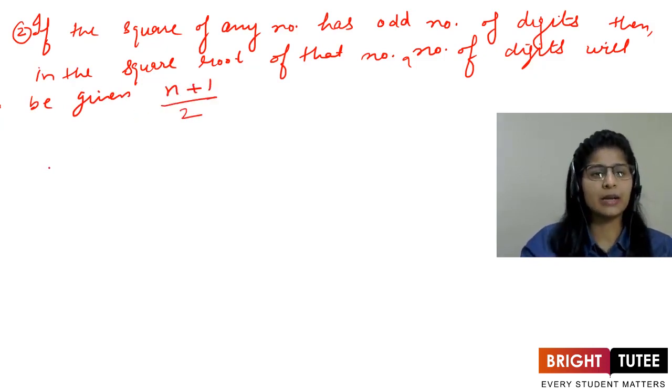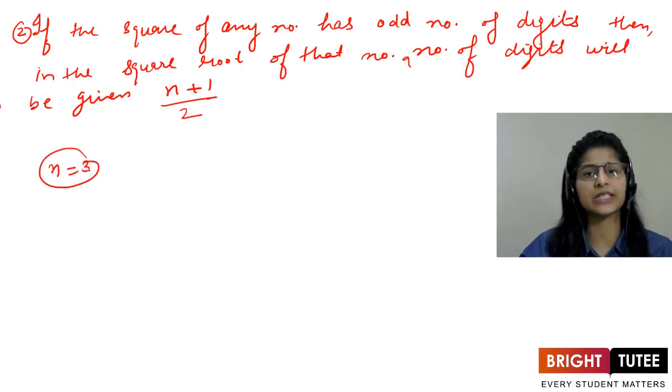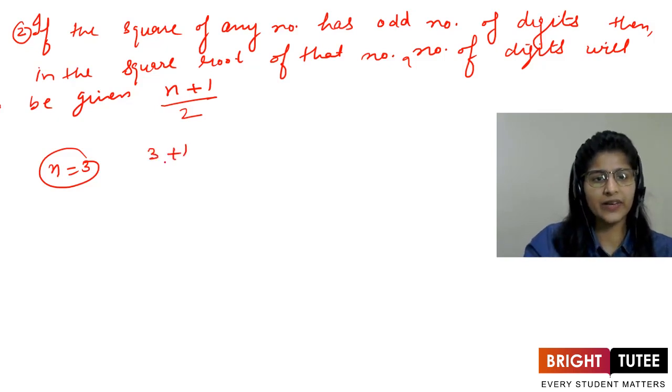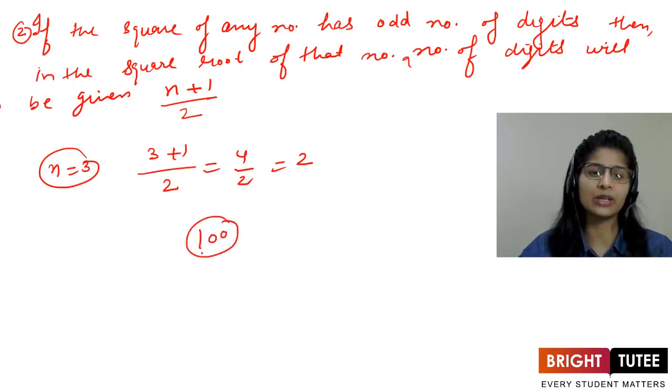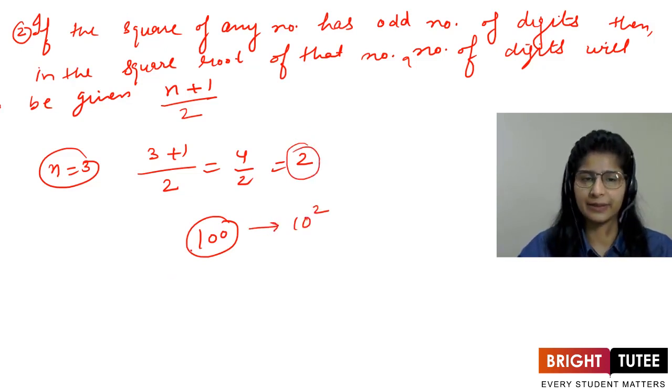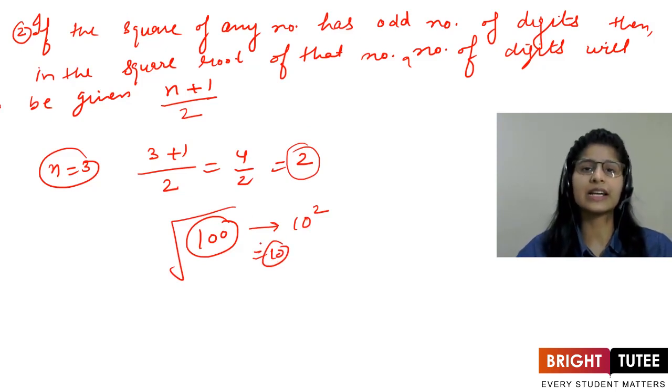So suppose the number of digits is 3, and we have to find out the number of digits in the square root of that number. So (3 plus 1) upon 2 gives you 4 upon 2, that is 2. So for 100, if we find how many digits are in the square root of 100, there are 2 digits, because 100 is the square of 10 and the square root of 100 is 10. Clear? So these are the two formulas that I want you to remember.